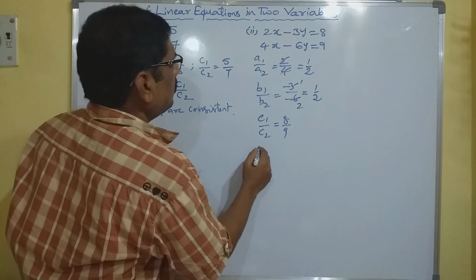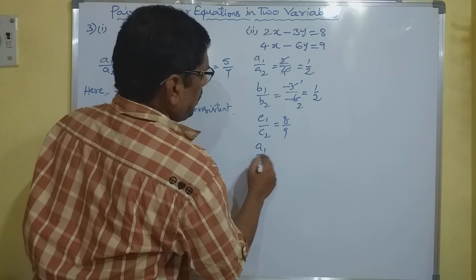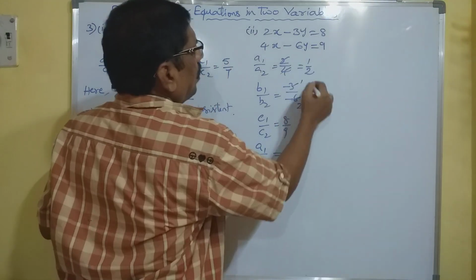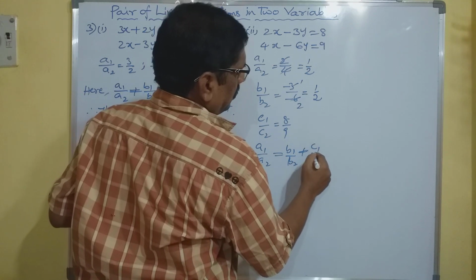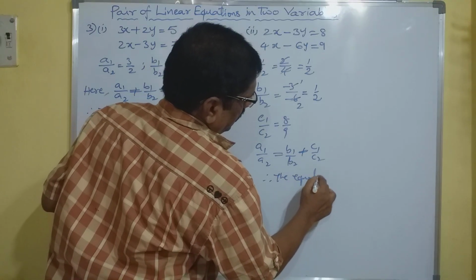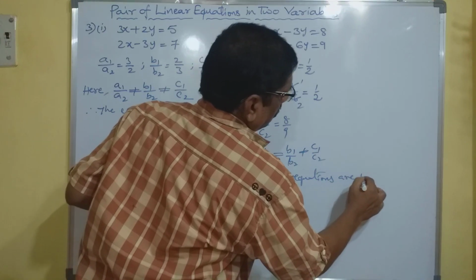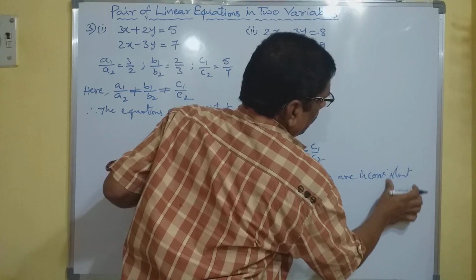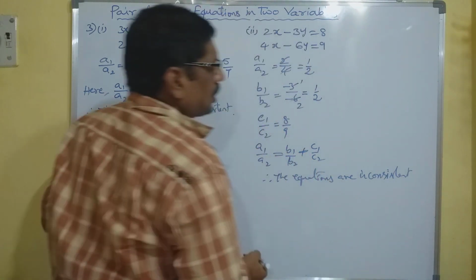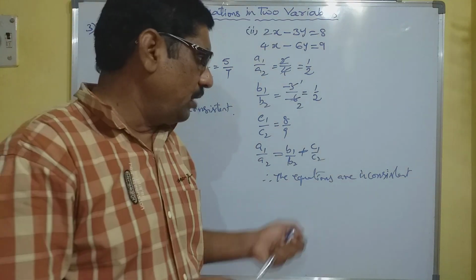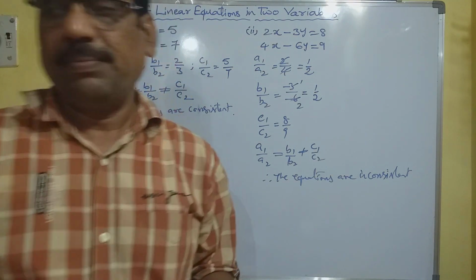Here you look at this. Here a1 by a2 is equal to b1 by b2, but these two are not equal to c1 by c2. Therefore, the equations are inconsistent. Okay, understand? So in the first situation we get intersecting lines and in the second one we get parallel lines. Okay?